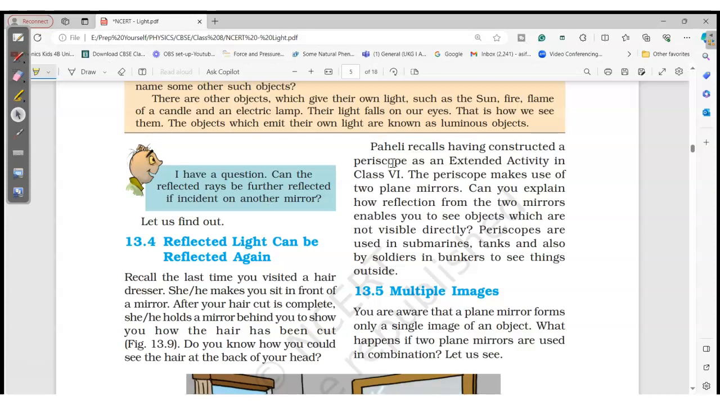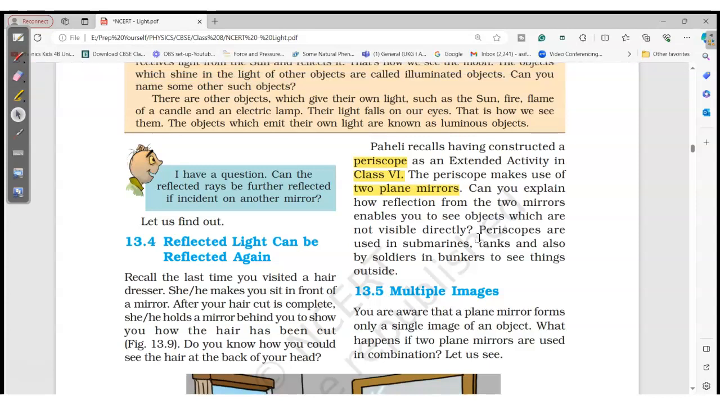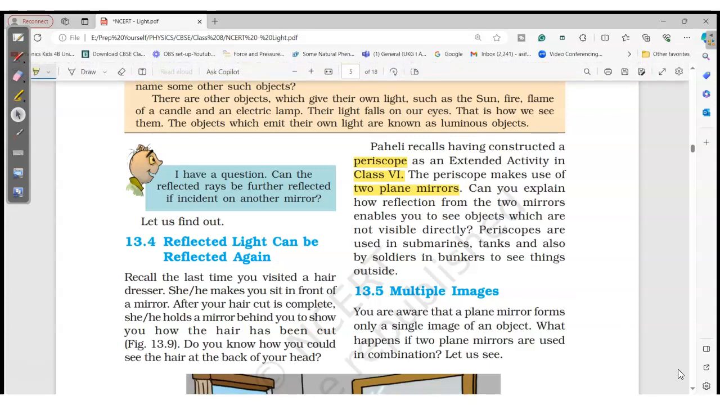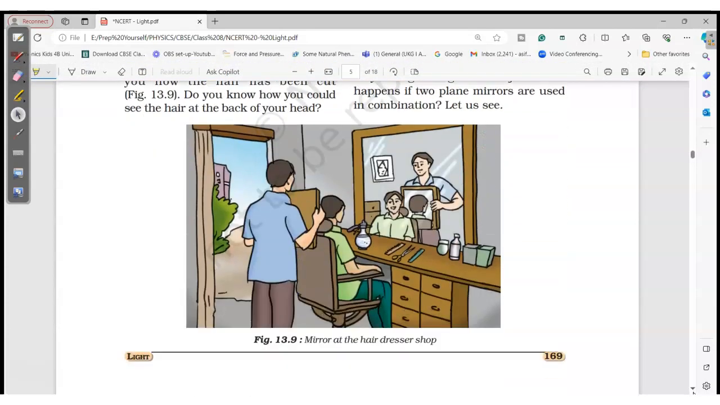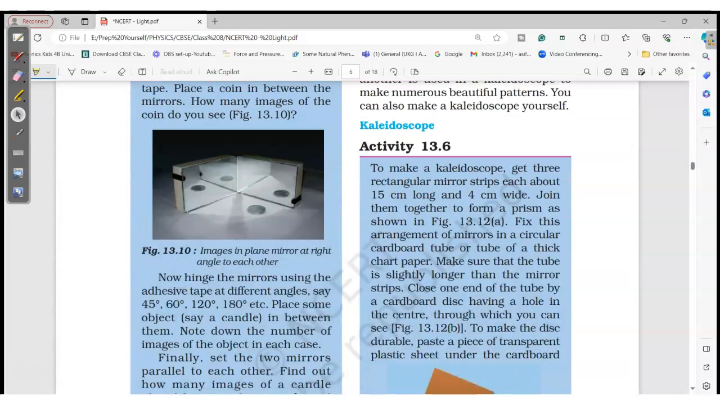So we will see periscopes. How does a periscope work? You must have done an activity on the periscope in class 6. In this periscope, we make use of two plane mirrors, and then we put an object in front of it, and you can see the reflection of that object in the periscope, as in submarines. I'll be showing you this image diagram, don't worry. Let us see that actually.